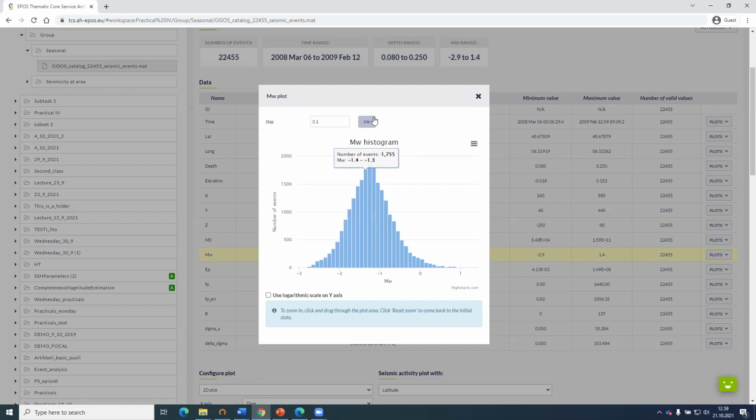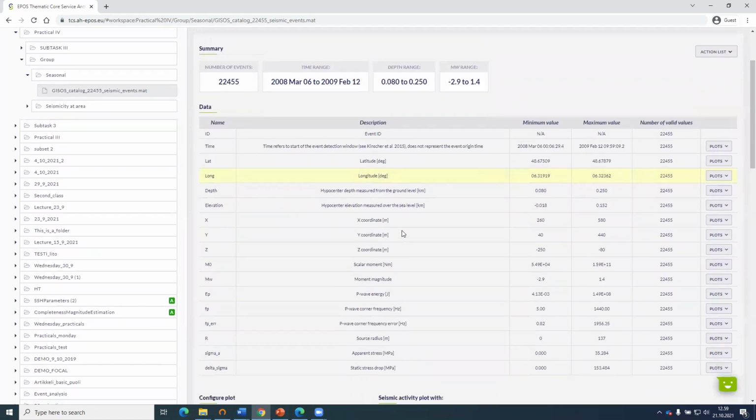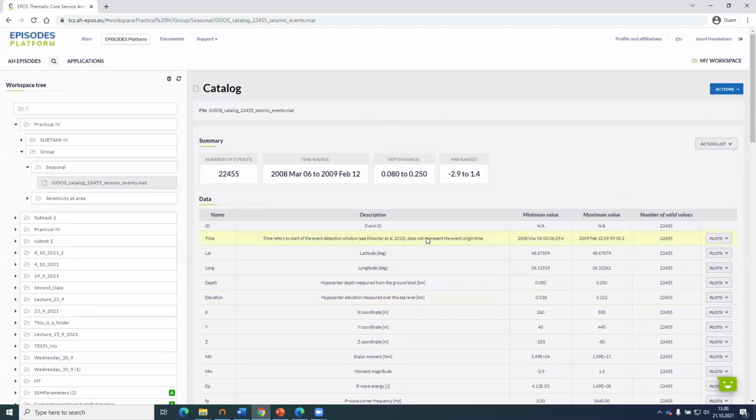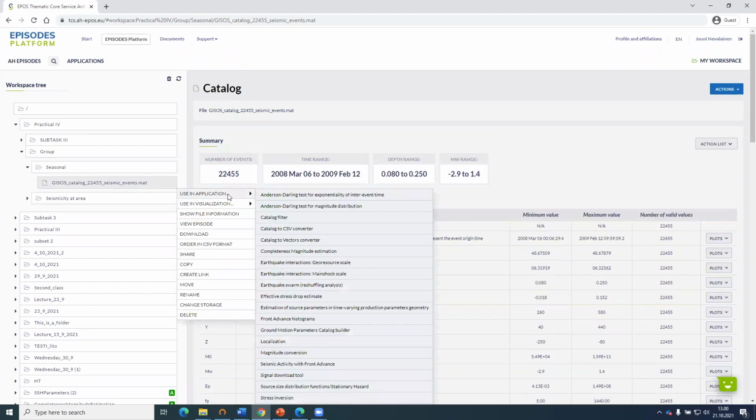And yeah, so there are quite a lot of numbers in this catalog. What else can we look at in the catalog? Well, we can see certain parameters they have calculated here: scalar moment and the P-wave energy, corner frequency from the spectral analysis, and source radius, apparent stress and static stress drop, which describe how the event has occurred and how much energy and movement there has been during the earthquake. But we can now look at the seasonal trend variation.